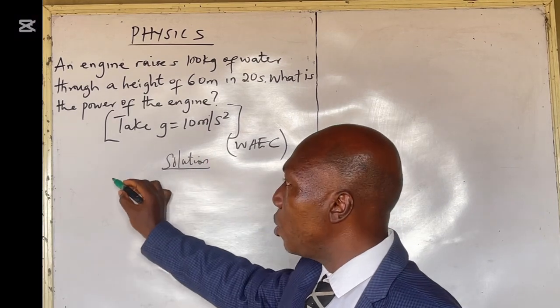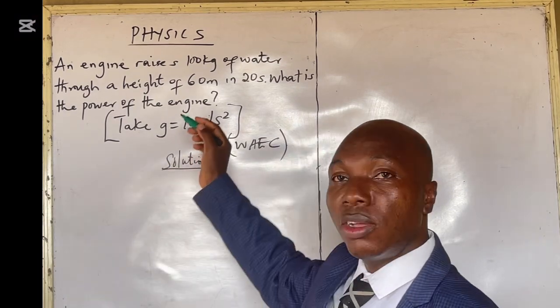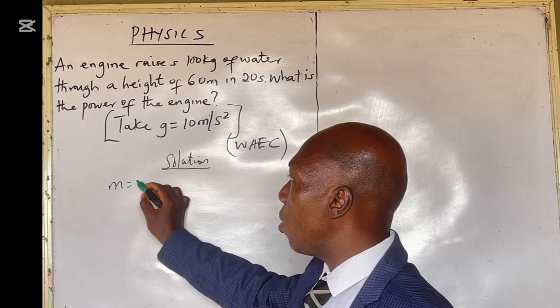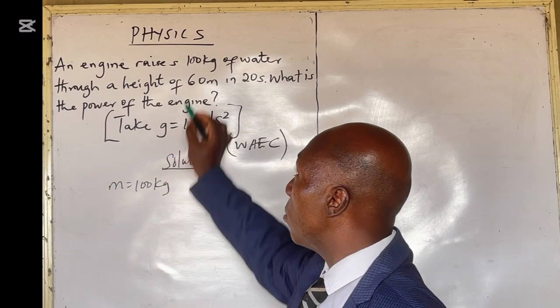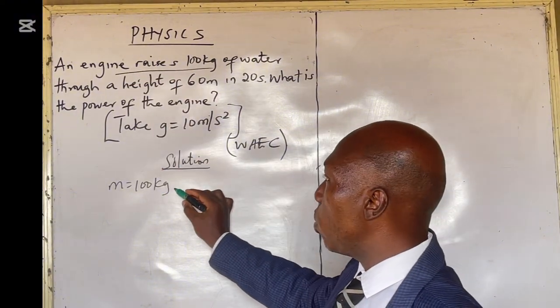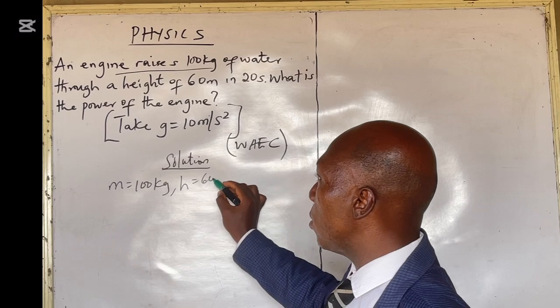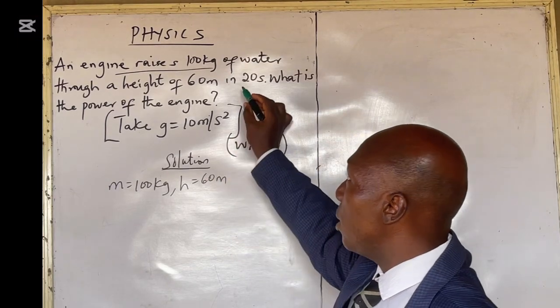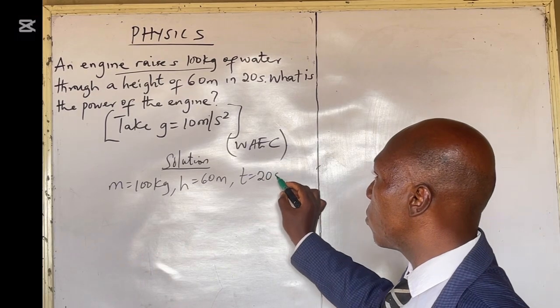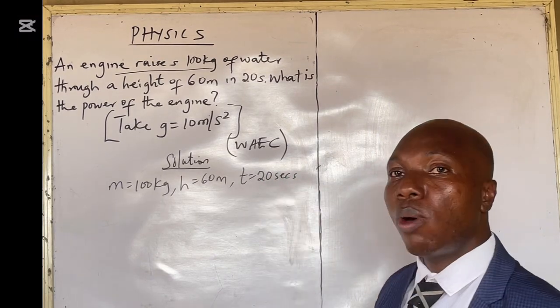To find the power of the engine, let's see all the parameters. We are given the mass: m is 100 kilograms, through a height, so h is 60 meters, in 20 seconds. That's time t is 20 seconds. What is the power of the engine?